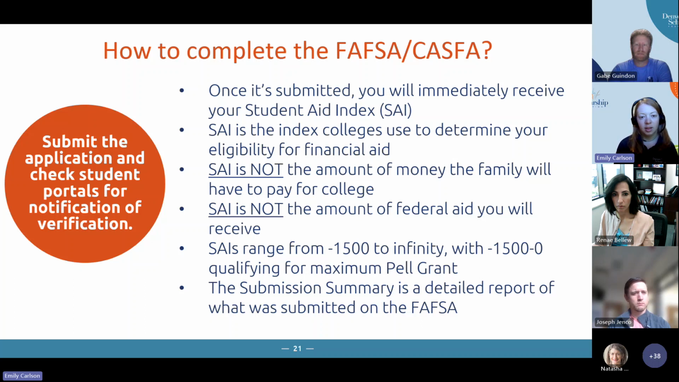So the student and the colleges can go back in and see what was actually submitted. And for those of you who have done FAFSA in the past, that's the new student aid report, or SAR. So we now call that the submission summary.